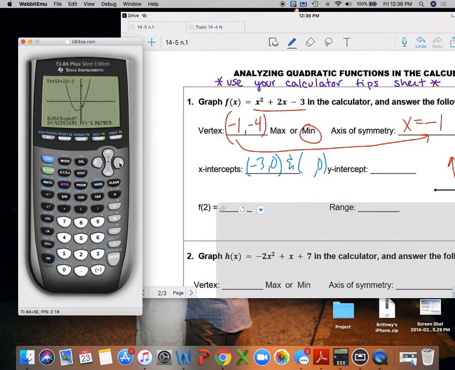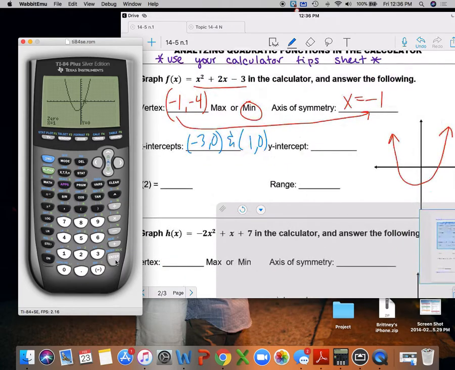Now it's asking me to go to the right, so because it's the second thing I've done, I'm going to double up, 1, 2, 3, 4, 5, 6, and click enter 2 times. And my other 0 is at 1, 0. So I can label on my graph, I have my vertex at -1, -4, an x-intercept at -3, and an x-intercept at 1.